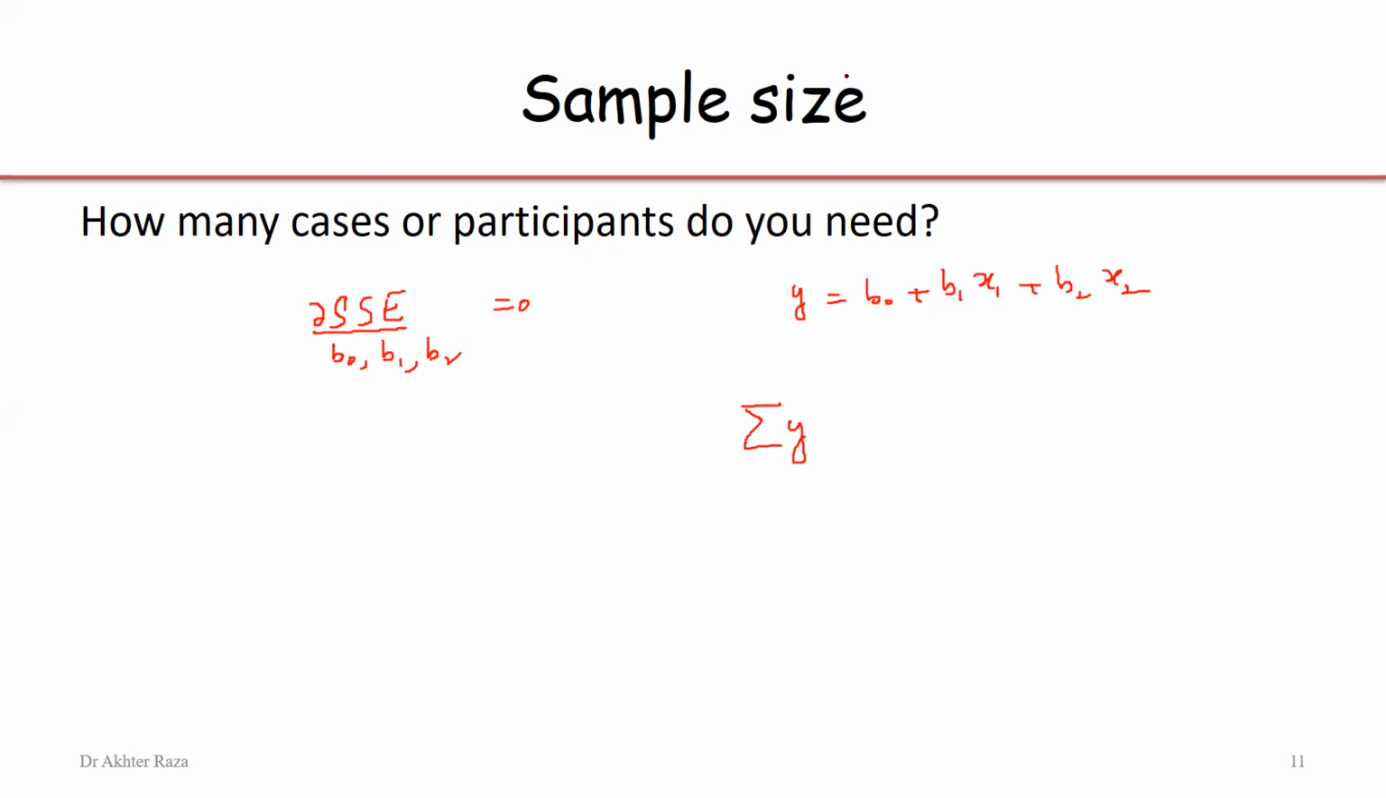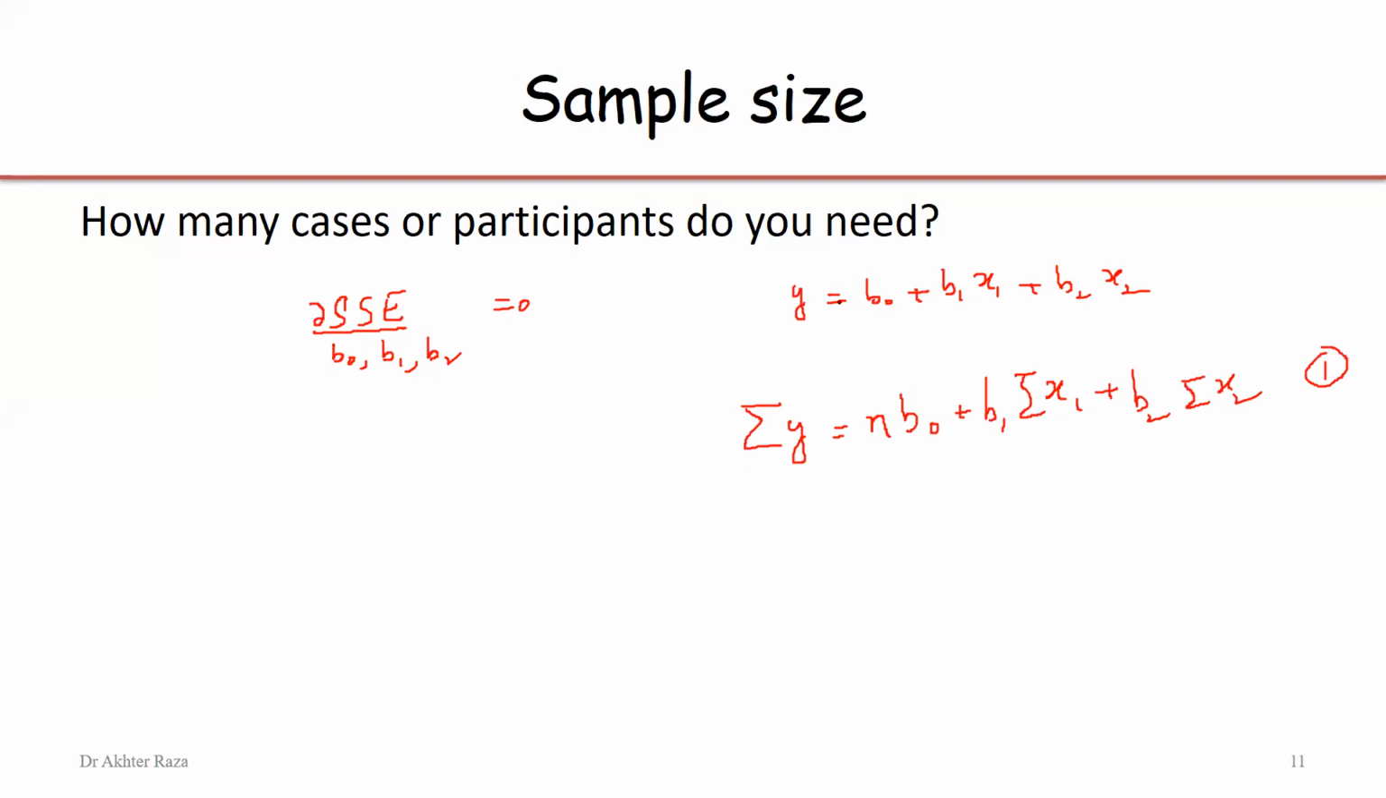If you put summation all over, the first equation becomes summation y is equal to summation beta naught. Summation beta naught becomes n beta naught, plus summation beta 1 x1 becomes b1 summation x1, plus b2 summation x2. This is your first equation. How will the second equation be obtained?